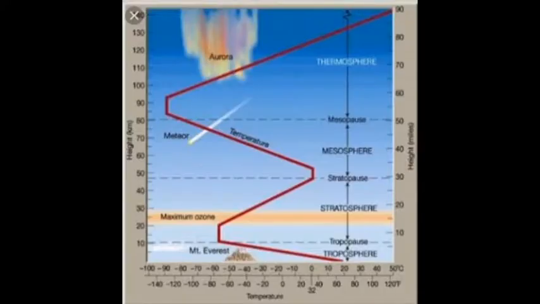Children, the temperature in this layer, that is in the troposphere, decreases with increase in height above the mean sea level, roughly at a rate of 1 degree Celsius for every 165 meters of ascent. This is called the lapse rate.